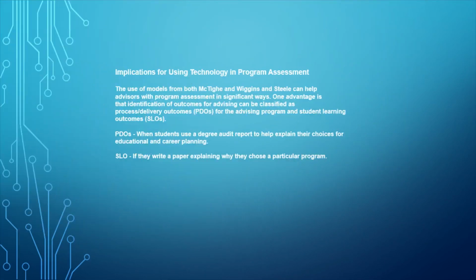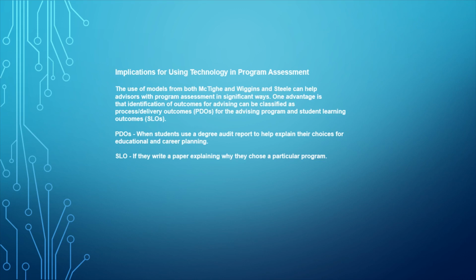Implications for using technology in program assessment. The use of models from both McTighe and Wiggins and Steele can help advisors with program assessment in significant ways. One advantage is that identification of outcomes for advising can be classified as process delivery outcomes, PDOs, for the advising program, and student learning outcomes, SLOs.